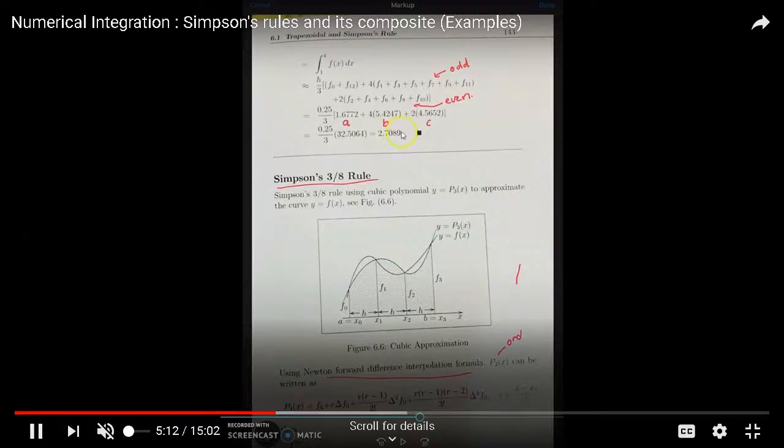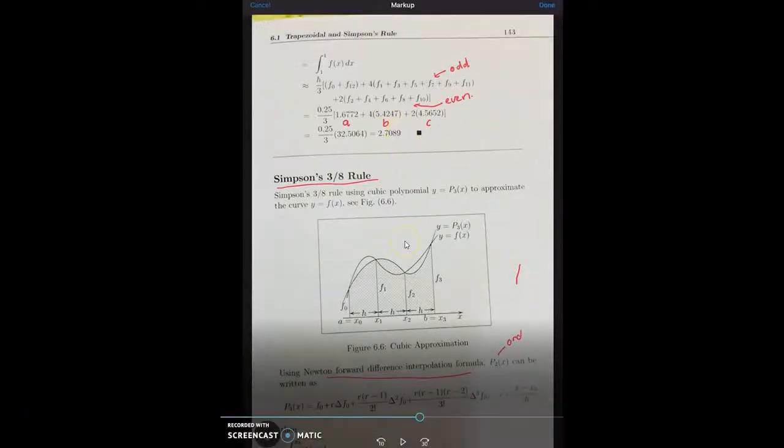So we call this other method the 3/8 rule. In the 3/8 rule, we divide the interval between a and b into 3 columns, meaning there is x0, x1, x2, and x3. We divide the region, the area, into 3 columns by using the third order of the Newton forward difference formula.